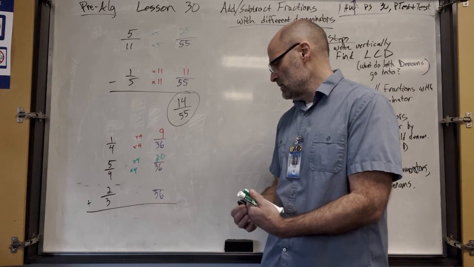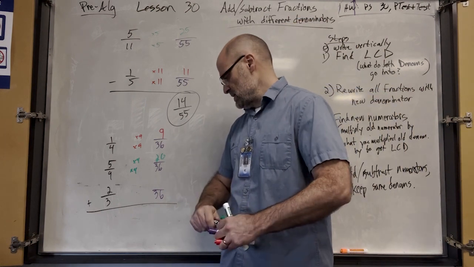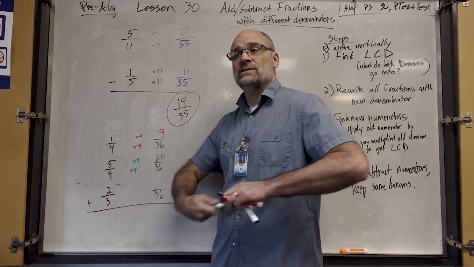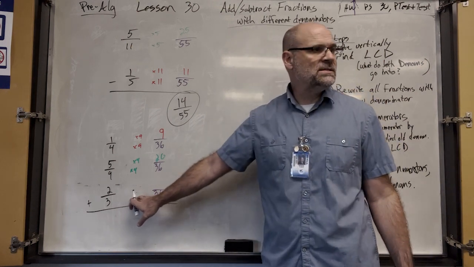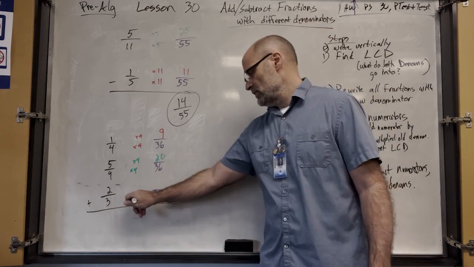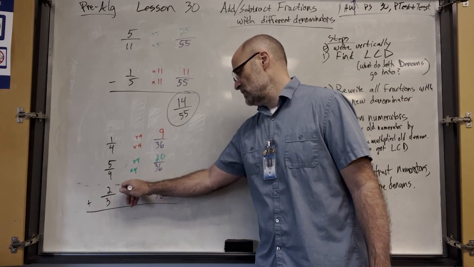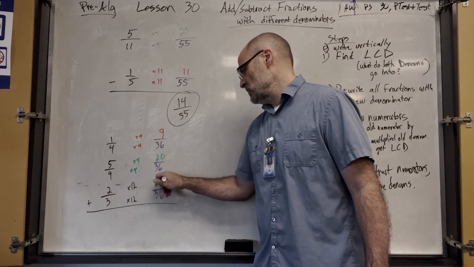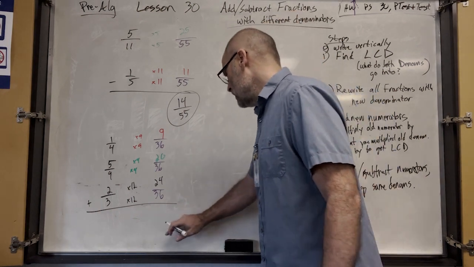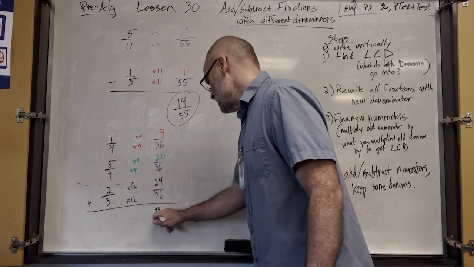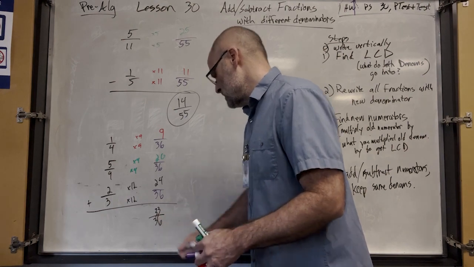All right, one more. This is not something you did consciously, but you still have to figure out what times 3 is 36. 12. So 2 times 12 is 24. Now we can add them all together. 9 plus 20 plus 24 is 53 over 36.